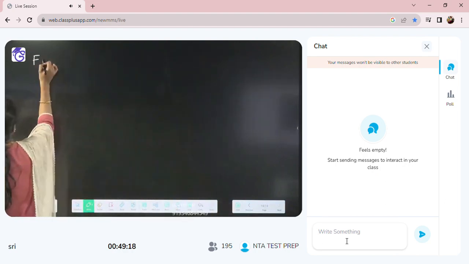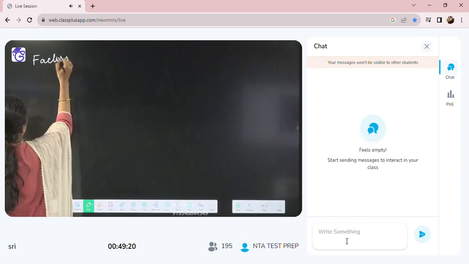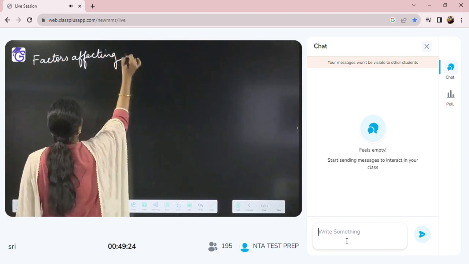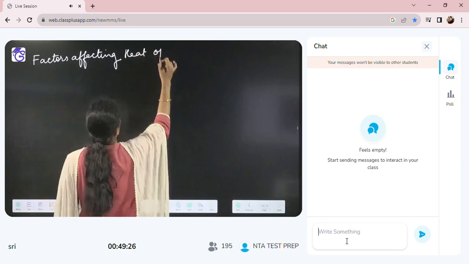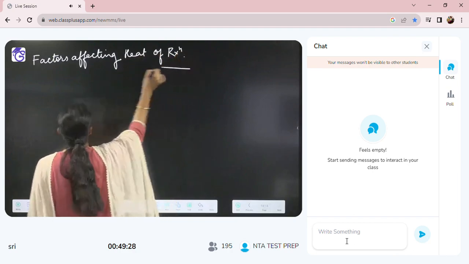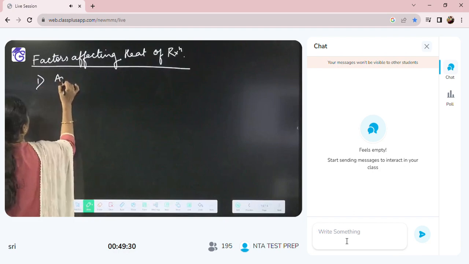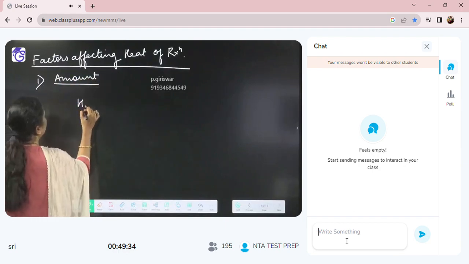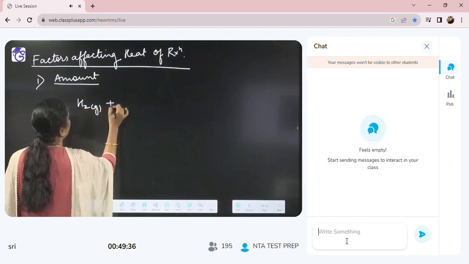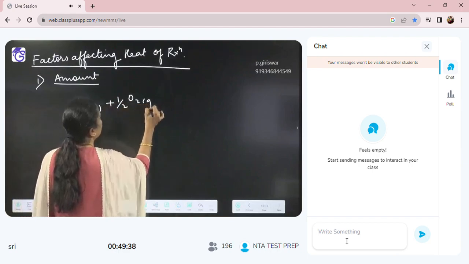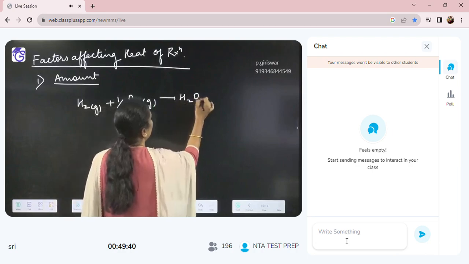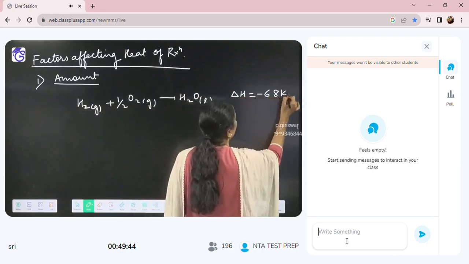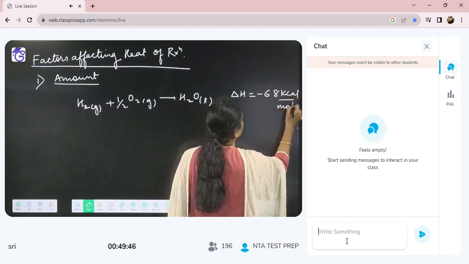Now let us go for factors affecting heat of reaction. These are very basic fundamentals which we are learning today. First one is amount. Now suppose I am writing an equation H2 gas plus half of O2 gas giving you H2O liquid, and suppose delta H here is minus 68 kilocalorie per mole, right?